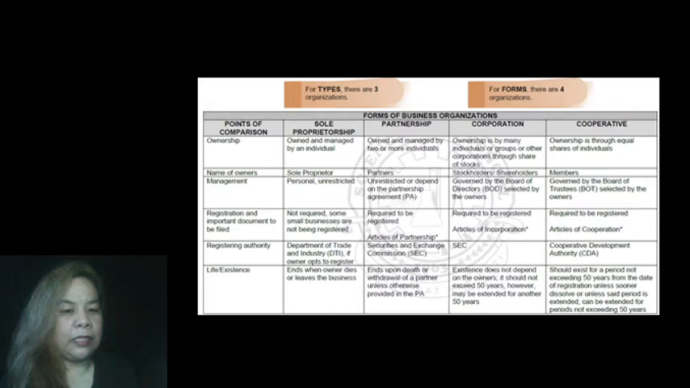Okay? And this is submitted to the Securities and Exchange Commission. Same thing is true for corporations. The incorporators have to register their articles of incorporation with the Securities and Exchange Commission. As for cooperatives, they are governed by the Cooperative Development Authority.